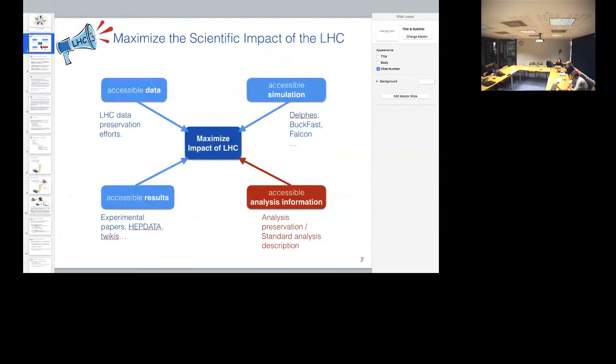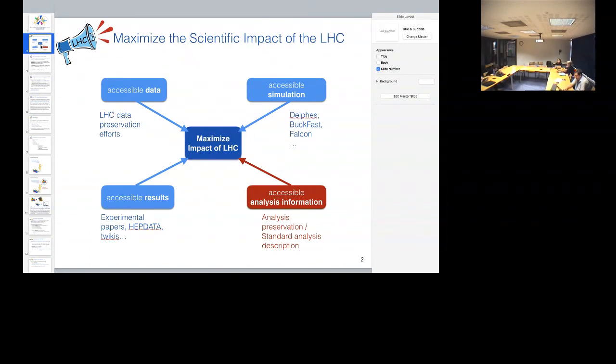I think we all agree that one of the primary goals is to maximize the impact of the LHC. If you look at the European strategy as well as P5, everyone agrees that's what we should do. And so anything that can be done to that end is, of course, very important. One of the things is to make data accessible. After all, having spent so much money and time getting these data, we want to make sure they're available well into the future.